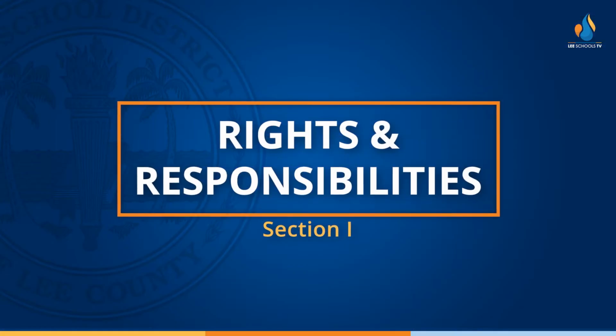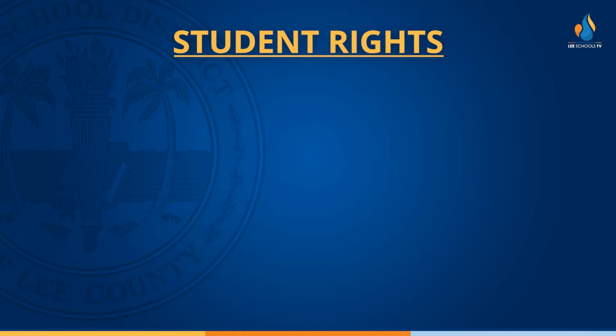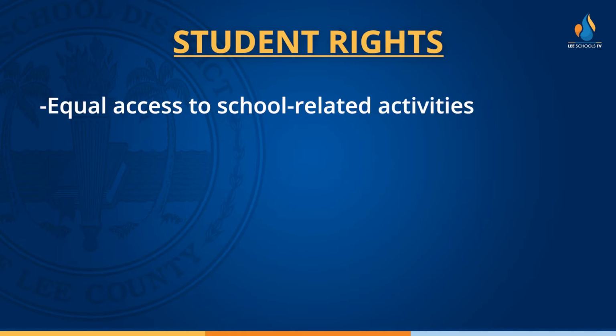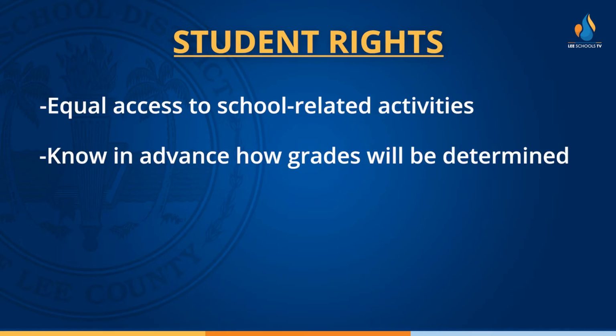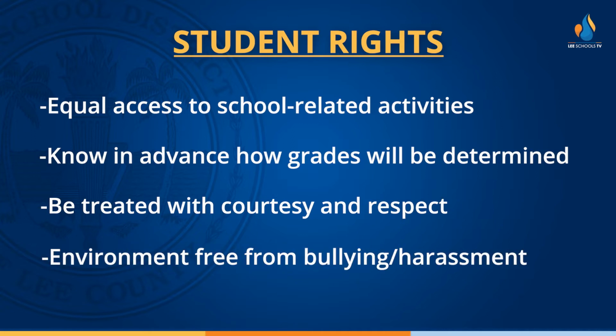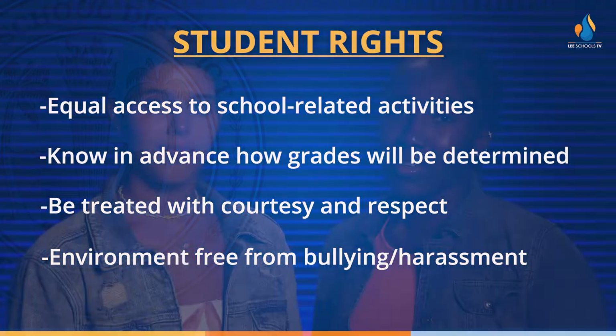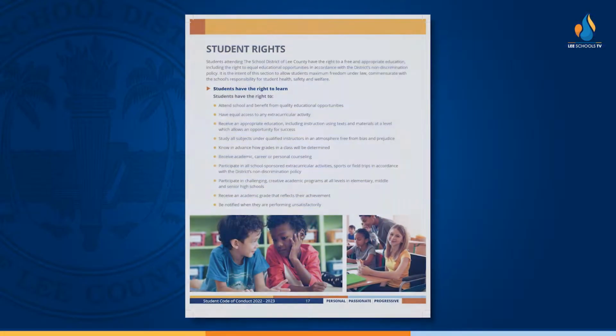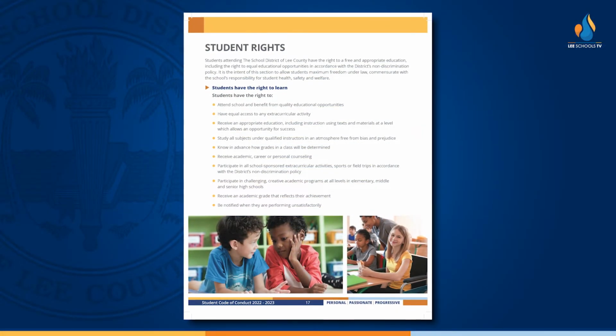The Student Code of Conduct is divided into 4 major sections. The first section is titled Rights and Responsibilities. As a student, you not only have the right to learn, you also have the right to many other things, including the right to have equal access to school-related activities and know in advance how grades in a class will be determined. And you also have the right to be treated with courtesy and respect, and an environment free from bullying or harassment. Those are just a few. You can find a full list of your rights in the Student Code of Conduct.